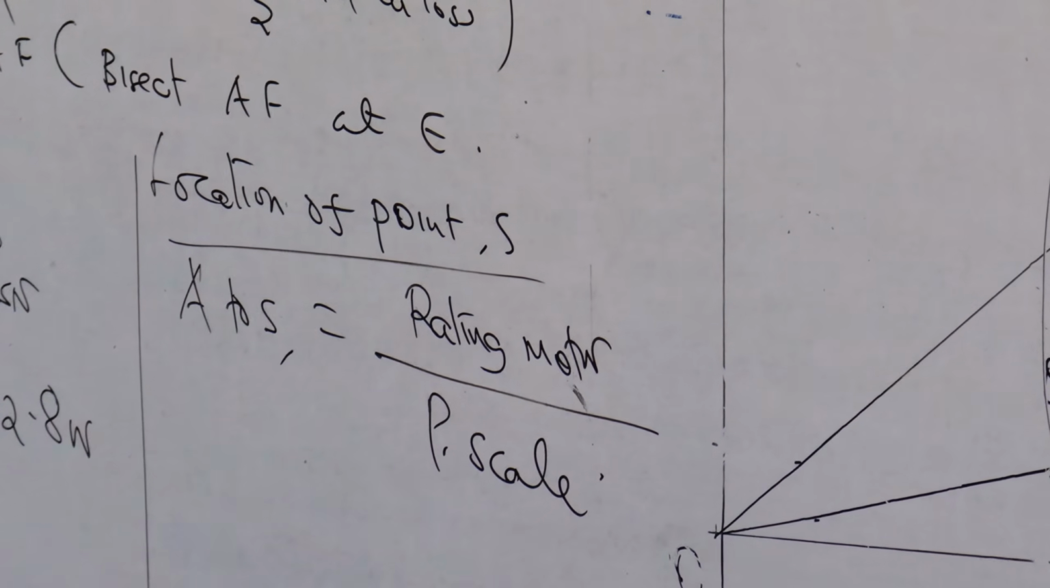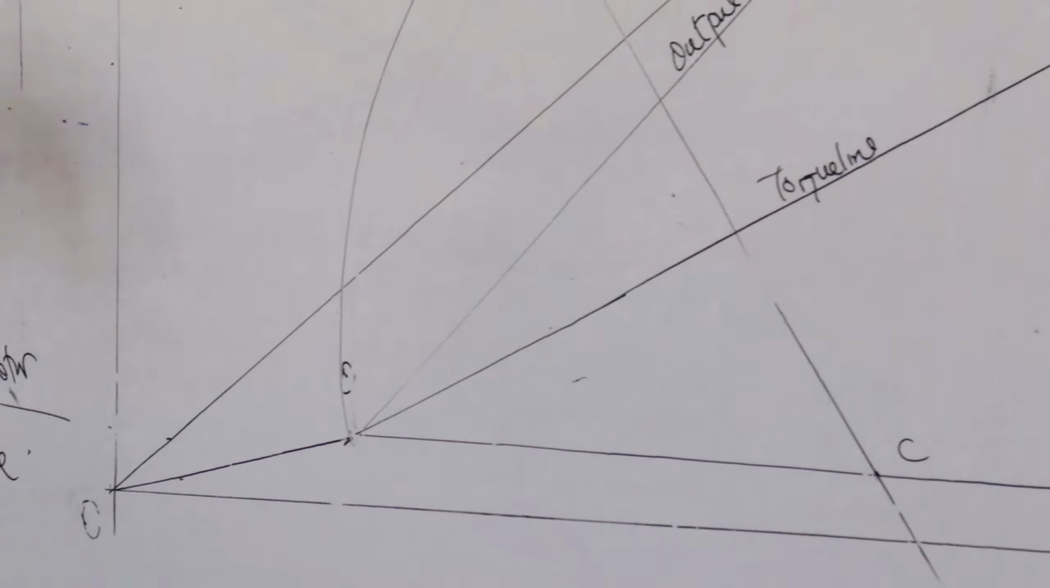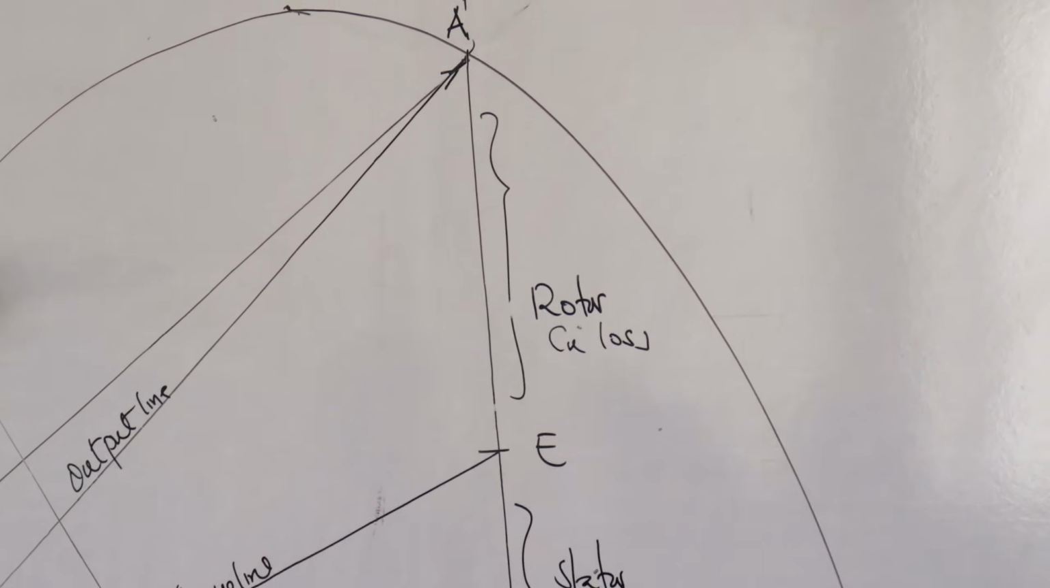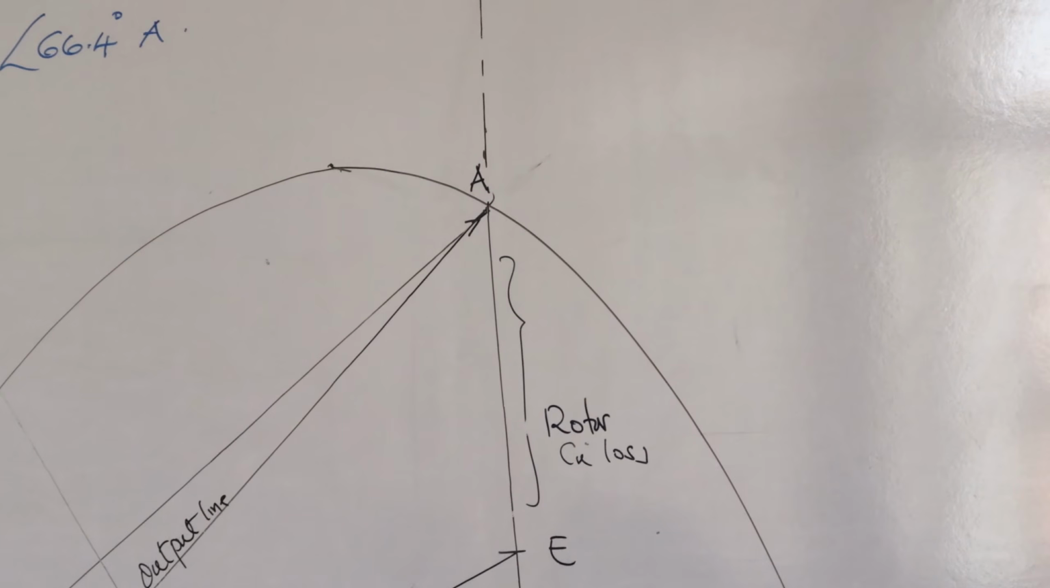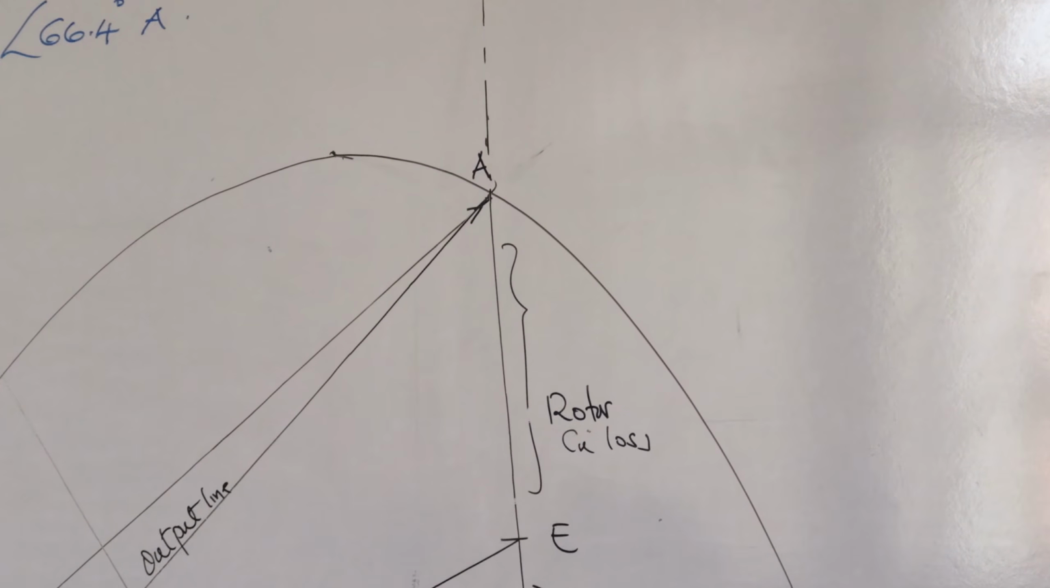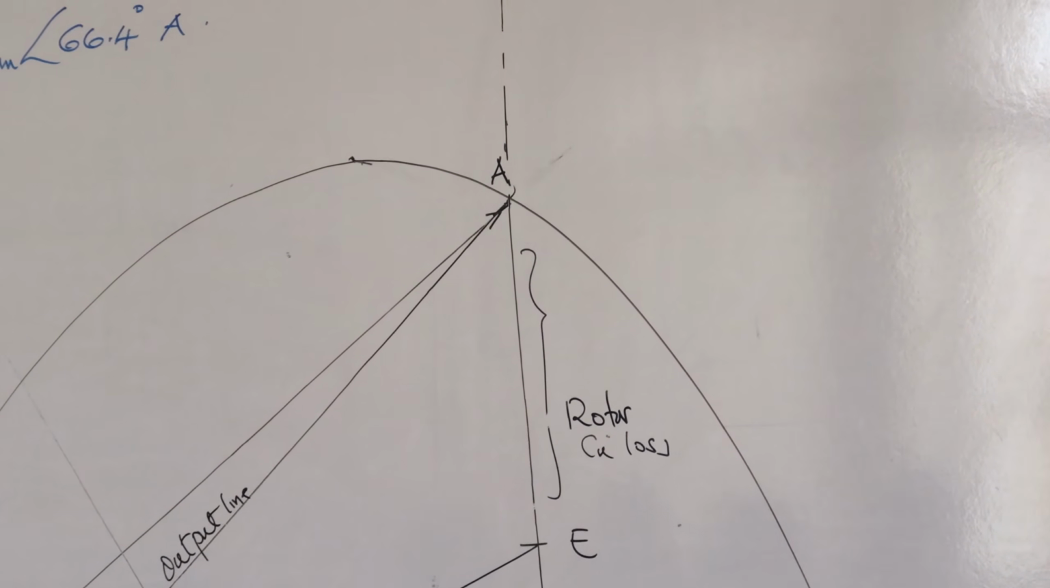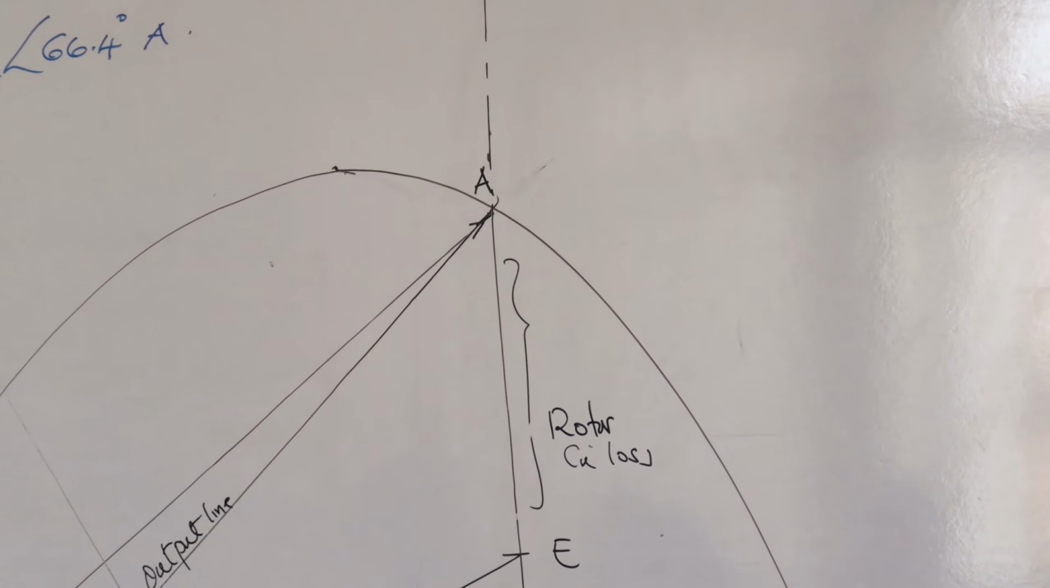You're getting me? There is a point S that is not within this circle. And how do we get the value of S? It's the rating of the motor. You'll be given the rating of the motor. And remember, we have declared the power scale. So in this case, what is our AS?